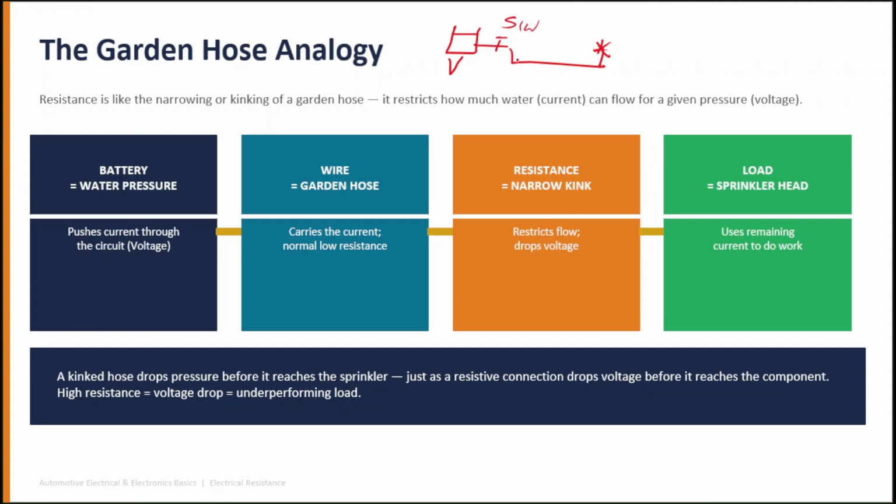In case there is any opposition between the switch and the sprinkler, then the water flow reduces. If you keep your foot on the hose, then the water flow reduces. It's an opposition. If this hose is bent or kinked, or there is any other obstruction, then the water flow reduces. This is exactly how resistance works. We will understand more about that.